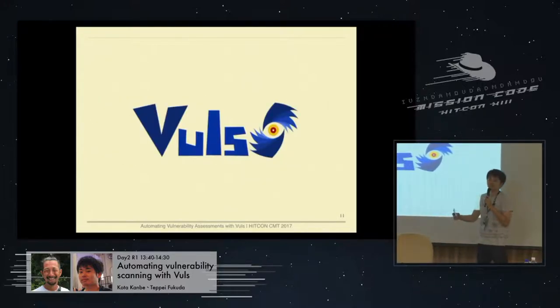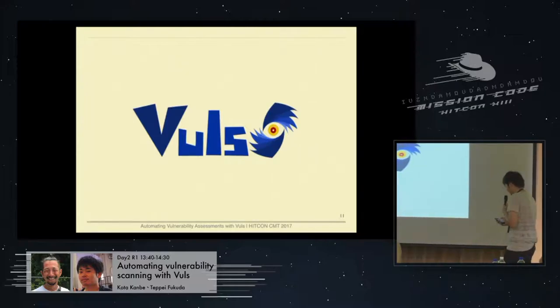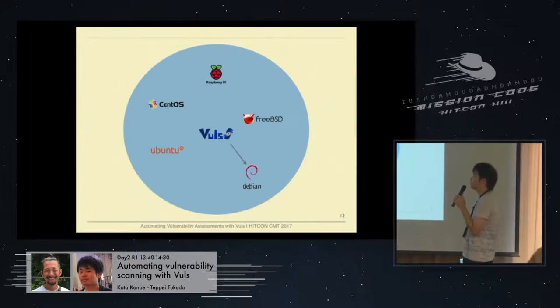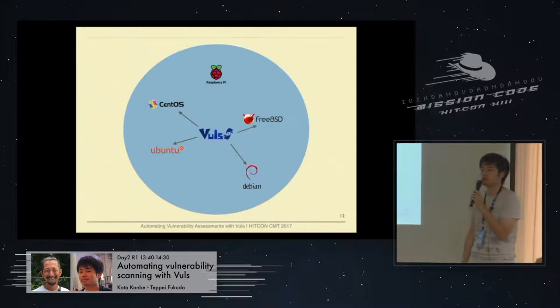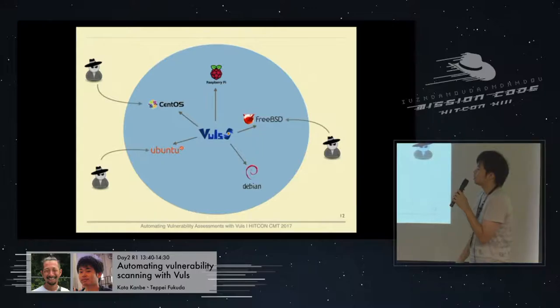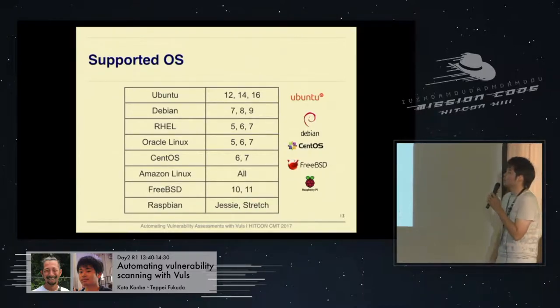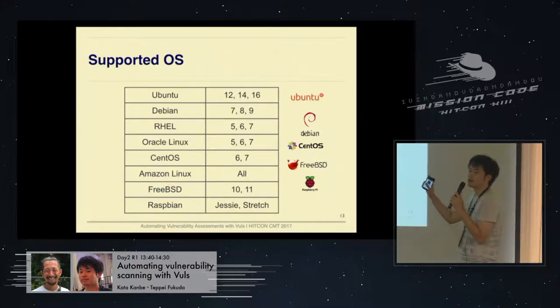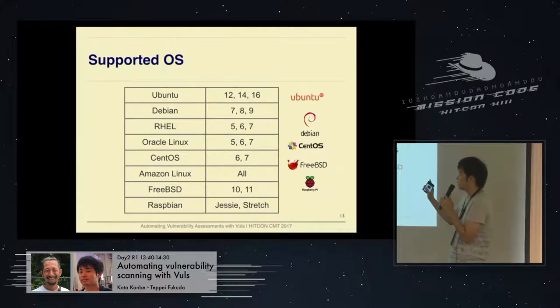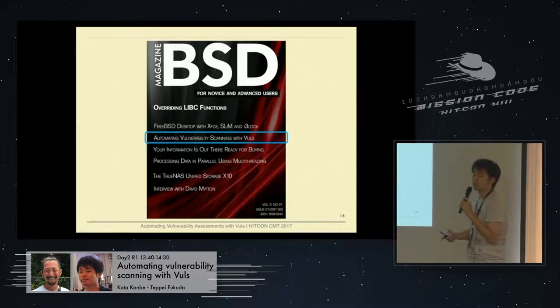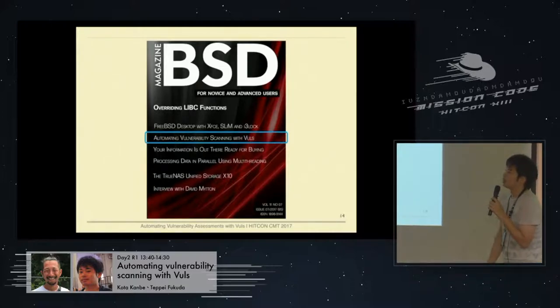Vuls. Vuls supports all of the operating systems I mentioned. This means that you can use the same tool across all of your servers. Also, this helps you manage vulnerabilities and defend against attacks. As you can see here, Vuls supports a wide range of operating systems, such as Red Hat Enterprise Linux, Oracle Linux, Amazon Linux, and so on. In regard to FreeBSD support, Vuls was introduced in an article in BSD Magazine. Please take a look if you are interested.